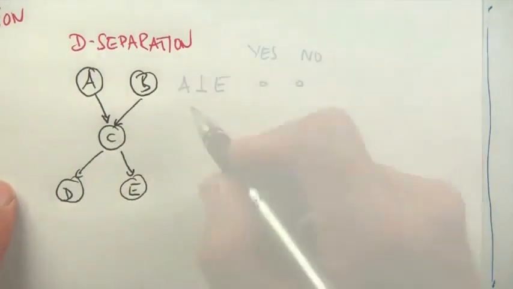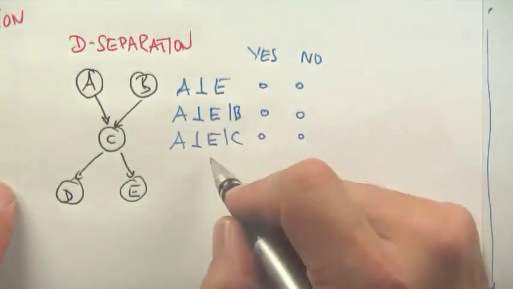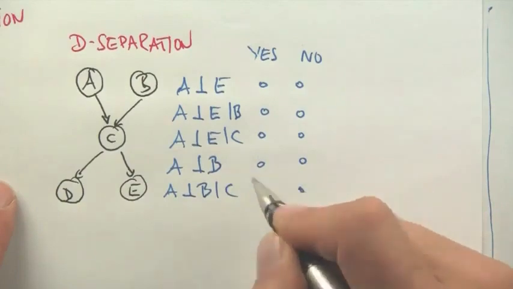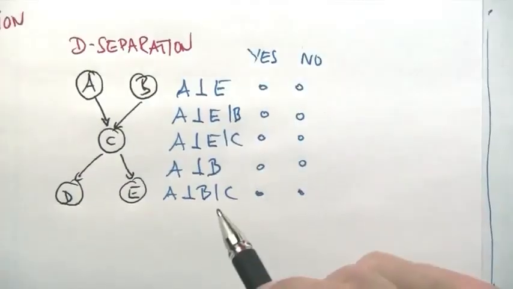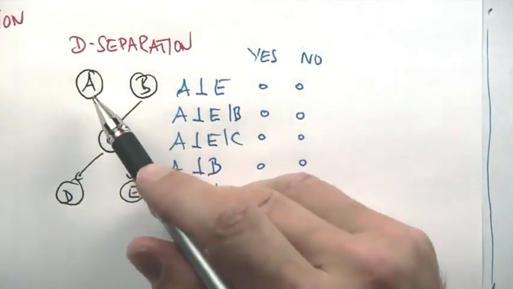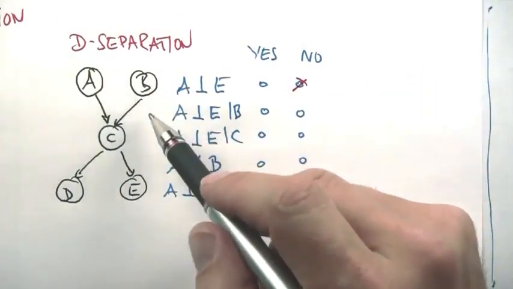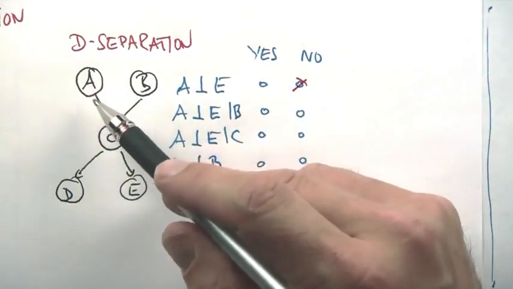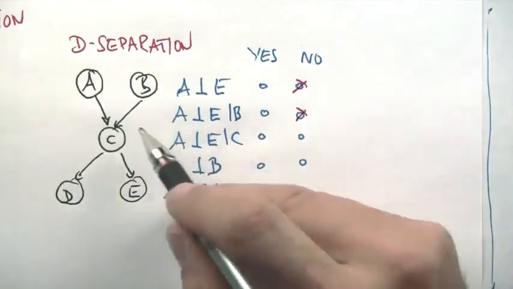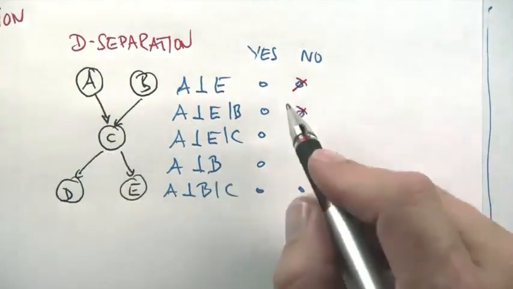So let me ask you, is A independent of E? A independent of E given B? A independent of E given C? A independent of B? And A independent of B given C? And the answer to this one is really interesting. A is clearly not independent of E because through C we can see an influence of A to E. Given B, that doesn't change. A still influences C despite the fact we know B. However, if we know C, the influence is cut off. There's no way A can influence E if we know C.